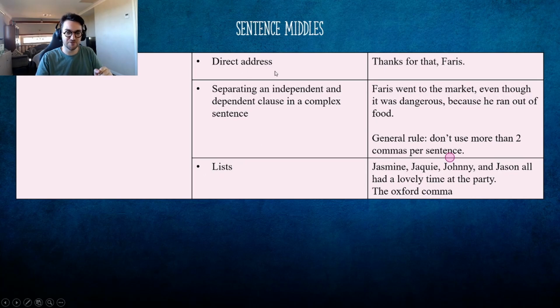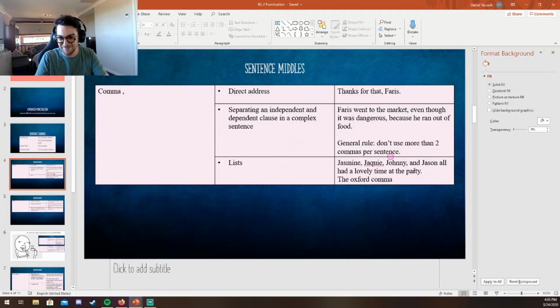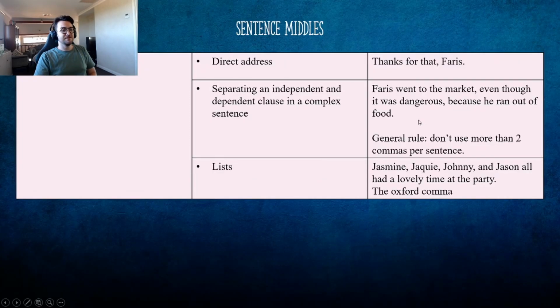So, first of all, direct address. Thanks for that, Faris. Simple, easy use of a comma. The second one, separating an independent and dependent clause in a complex sentence. Now, if you don't know what a complex sentence is, give me a sec. So if you're not familiar with what a complex sentence is, then go back to my YouTube channel, look at the first isolation English lesson. That'll teach you what an independent and a dependent clause is and what a complex sentence is.